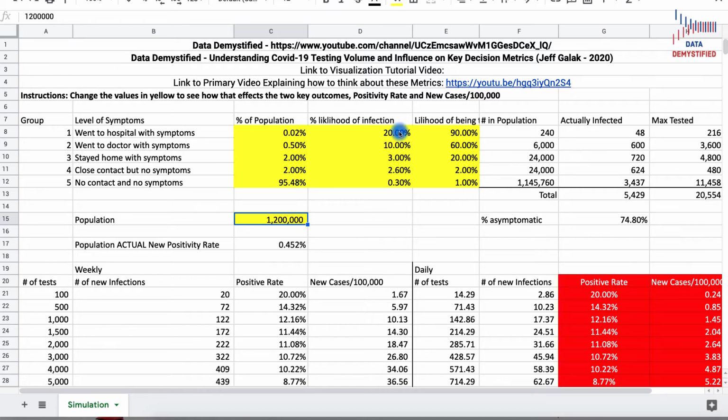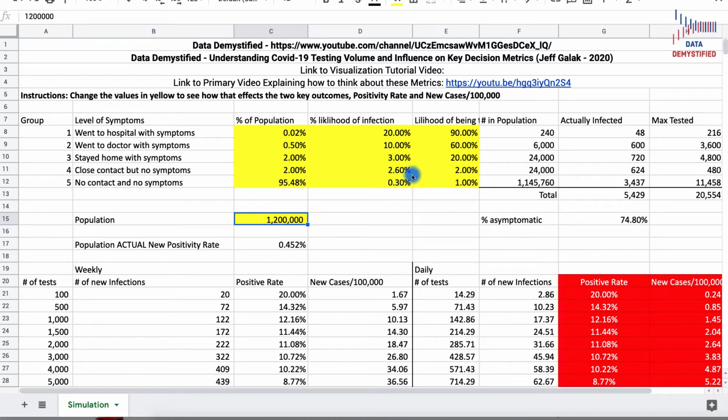The next metric is the percent likelihood of being infected. What's important is just because you show symptoms of COVID-19 doesn't mean that you actually have COVID-19. Some people are going to have other things like a cold or a flu or another respiratory virus, but we want to know how many of those people actually have COVID-19. Again, I'm making some pretty big assumptions, and you should change these to reflect what you think makes the most sense for your community. I'm saying that folks who went to the hospital that had symptoms, not every one of them has COVID-19. In fact, only 1 in 5, or 20%, actually do. And that percentage drops as we get to people who are less symptomatic.